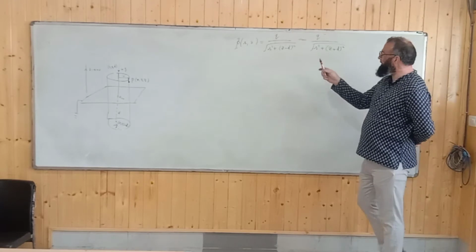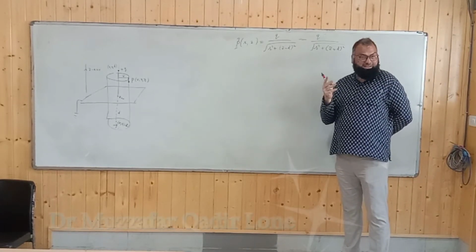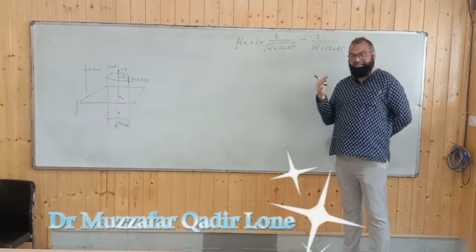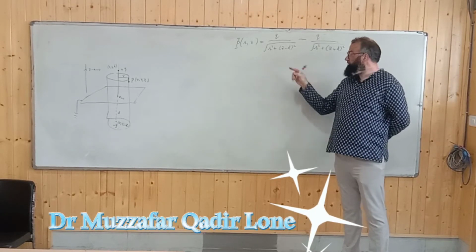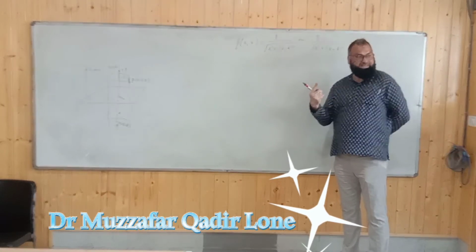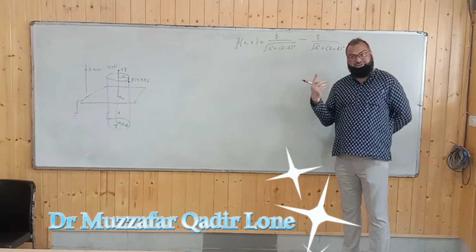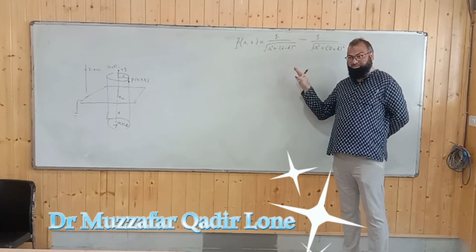Look at this very potential. Is this potential dependent on phi? In cylindrical coordinates, how many coordinates do you have? R, phi and z, is it? So this potential does not depend on the angular coordinate. Clear? It means the electric field that you are trying to calculate will also not depend on the angular coordinate.